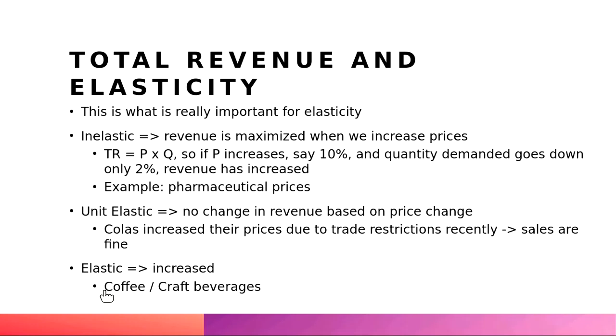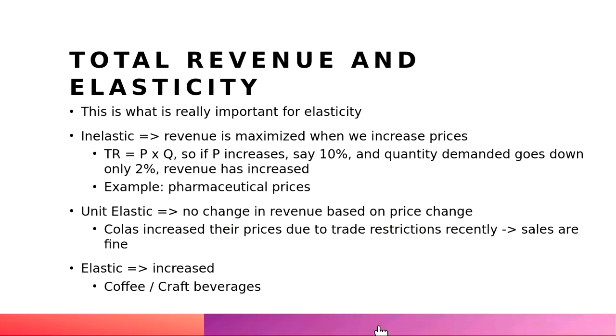Similarly, for elastic, what this tells us is that revenue actually increases when you decrease, to be clear, when you decrease your price. So for example, if I lower my price by 2%, my quantity demanded goes up by 5%, maybe 10%. So that means that the gains I get from selling more offset the reduction in price. That's an example of elastic.